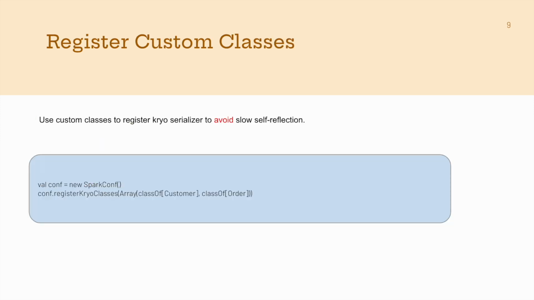That's where registering custom classes comes into the picture. So you should actually register the Kryo classes. Whatever large objects you have, you should explicitly register them as Kryo classes, so that Spark can avoid this slow self-reflection process, which can impact job performance drastically. If you're using Kryo serialization, you should also register your classes as Kryo classes, and you can do it with the example shown on the screen.